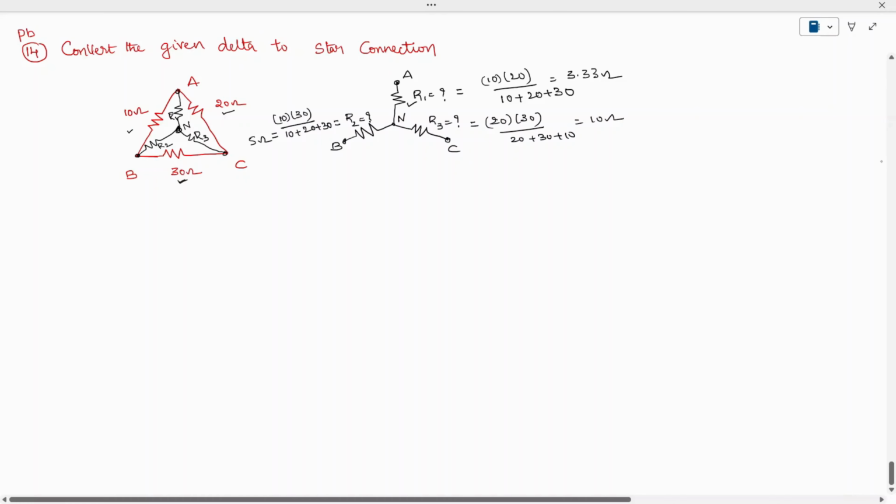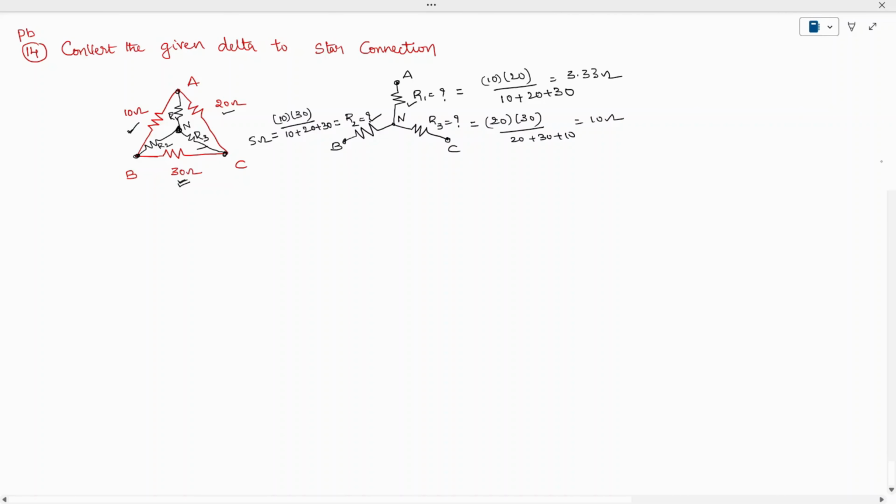I'm repeating things to make them clearer. This is R2. This R2 resistor is connected to which two red resistors? The 10 ohm resistor as well as the 30 ohm resistor. 10 into 30 divided by 10 plus 30 plus 20. And R3, this black resistor, is connected to which red resistors? 20 and 30. This is nothing but 20 into 30 divided by 20 plus 30 plus 10.